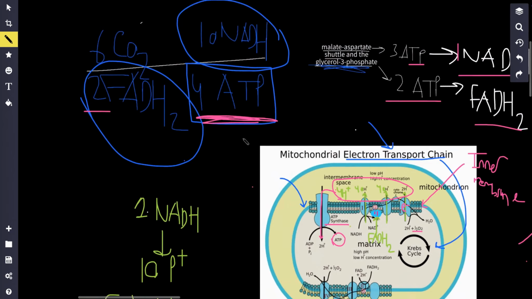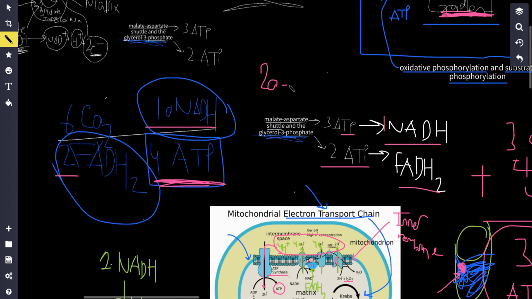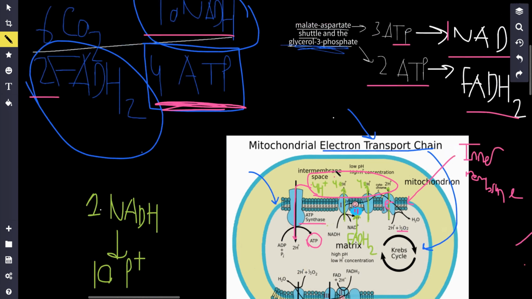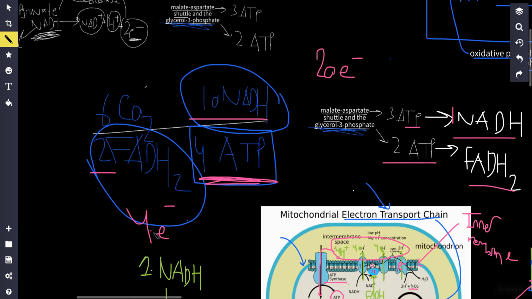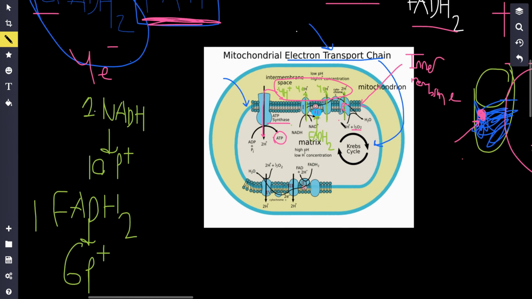So take a look. We know that we have 10 NADHs, and each of them releases 2 electrons. So that means we have 20 electrons here. And we have 2 FADH₂ here, and each releases 2 electrons as well, so there's going to be 4 electrons here, because 2 times 2 is 4. So we're going to have 24 electrons in total that we're going to deal with.